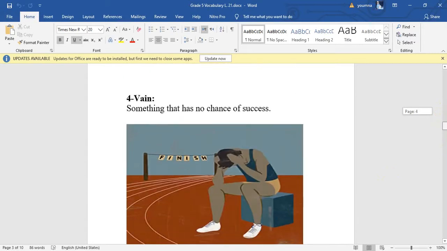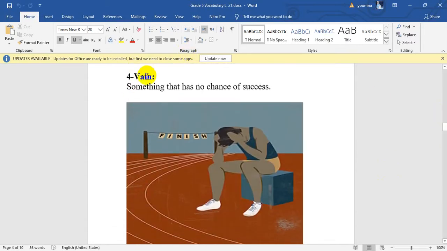Number 4. Vain. Something that has no chance of success. Here, this man, he's a runner and he didn't win the race. Okay, so he felt vain. He felt vain that he had no chance of success.